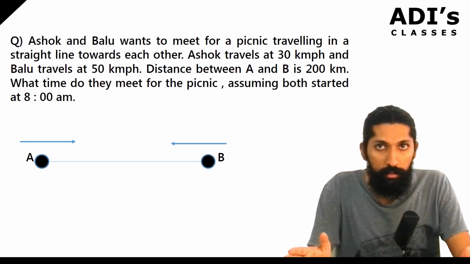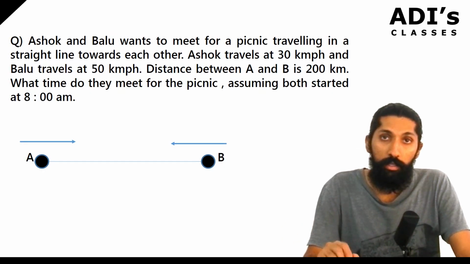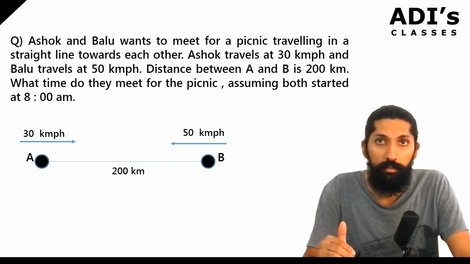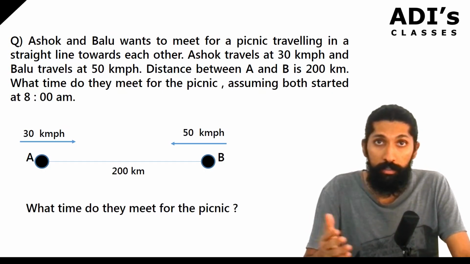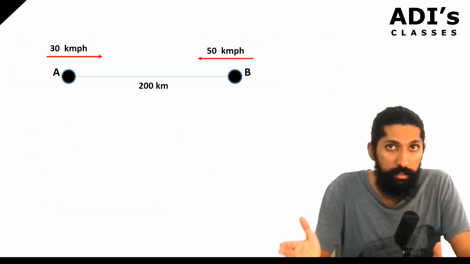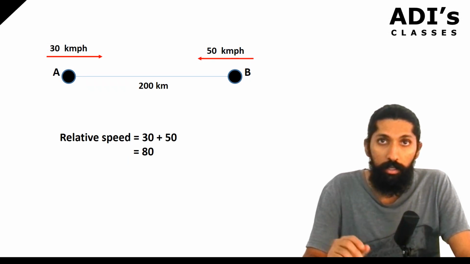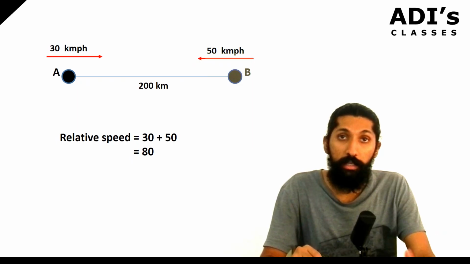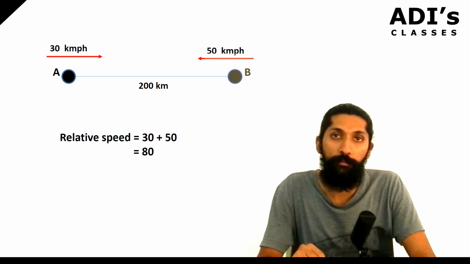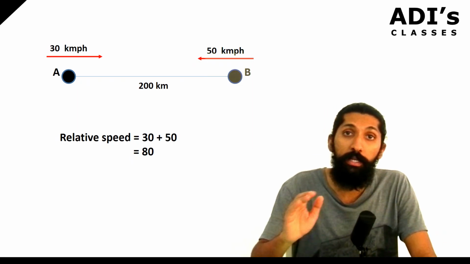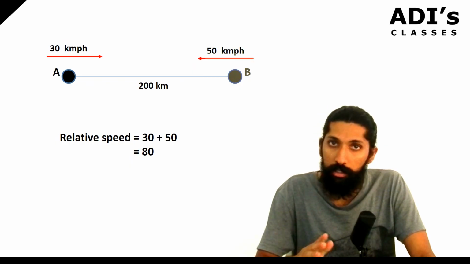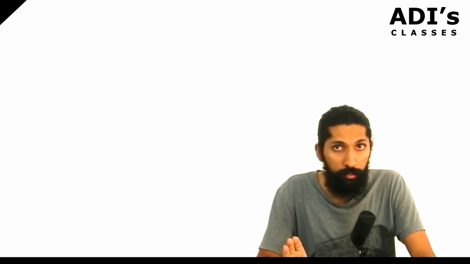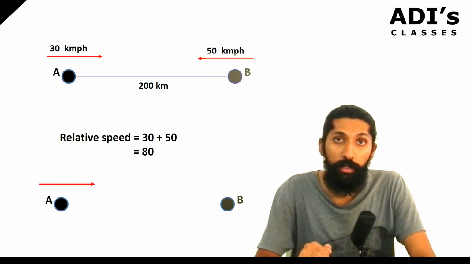See, A and B, the distance is 200. A is at 30 km per hour, B is at 50 km per hour, correct? So, what time are they meeting for the picnic? Basically, this is the question. Now, let's solve this one. Very simple. You have A and B, distance is 200. A is moving at 30, B is moving at 50. So, what is the relative speed between them? 50 plus 30 or 30 plus 50, which is going to be 80.